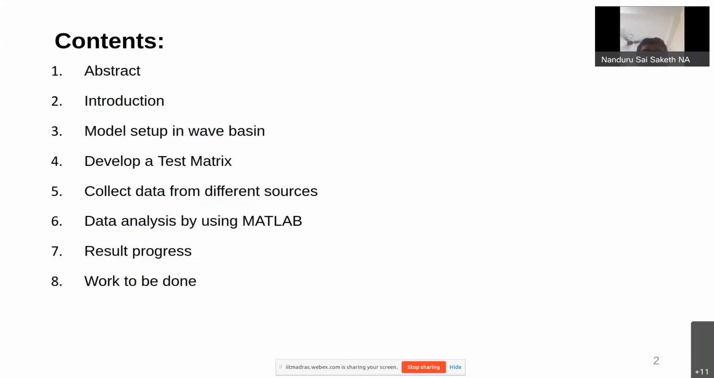To get the wave parameters, we generate a test matrix of time period and wave height in the wave basin. The data collection and various sources involved, like Hydra and so on, are also discussed, along with the data analysis, which is done using MATLAB. We also present the results obtained until now and the work completed. At the last, we discuss the further steps to be taken and expectations.